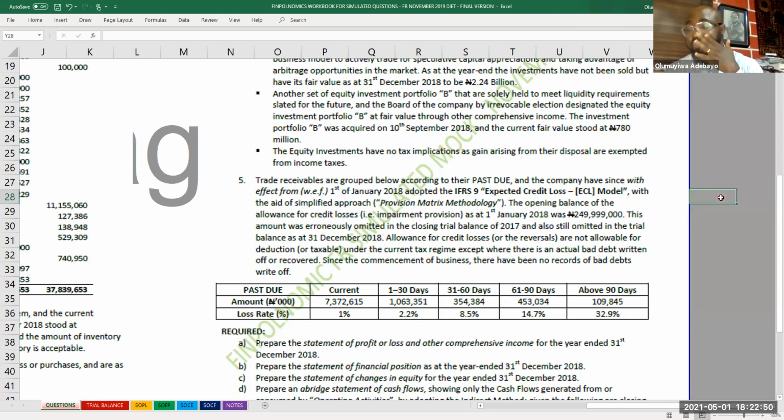Who will volunteer? Okay. Trade receivables are grouped below according to their past due.